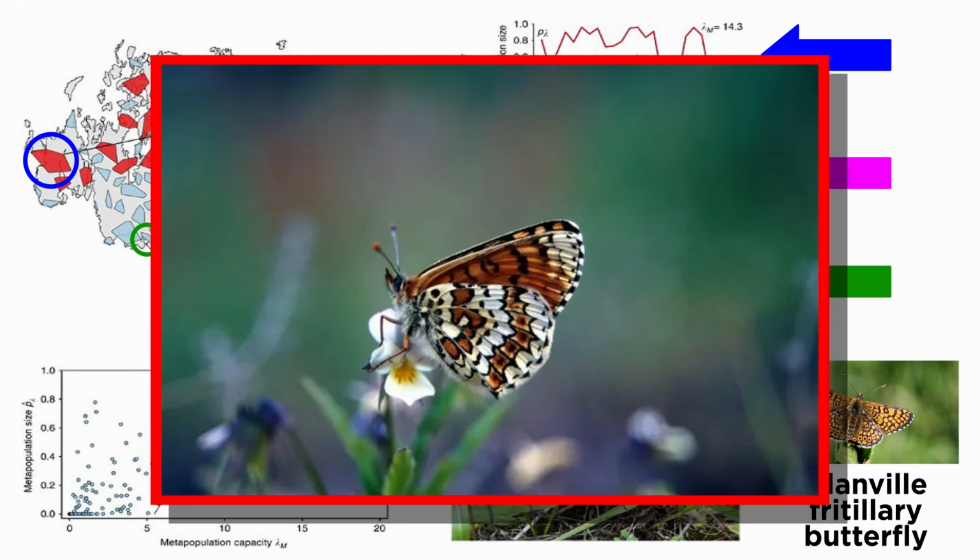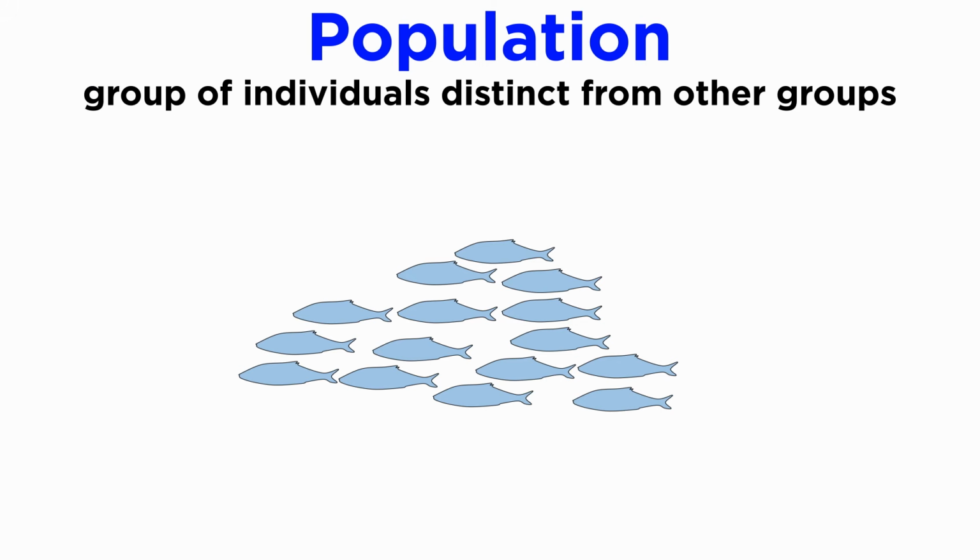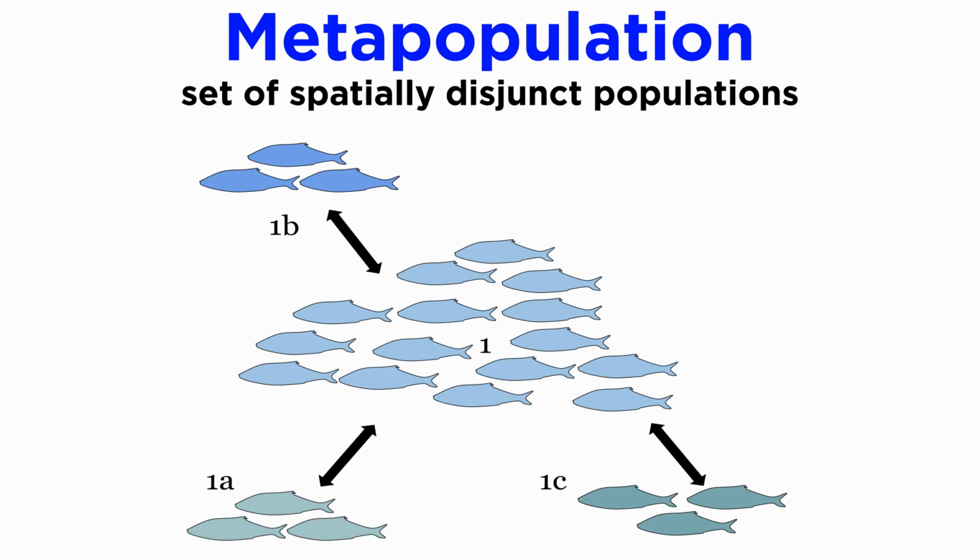Metapopulation ecology underscores the significance of the spatial structure of the habitat on population processes. Whereas a population is considered a group of specific individuals that is demographically, genetically, or spatially distinct from other groups of individuals, a metapopulation is a set of spatially disjunct populations, along which there is some immigration.